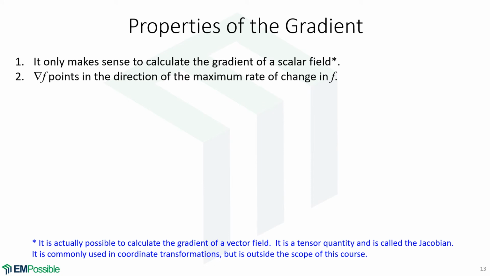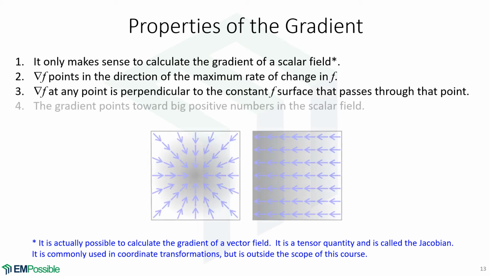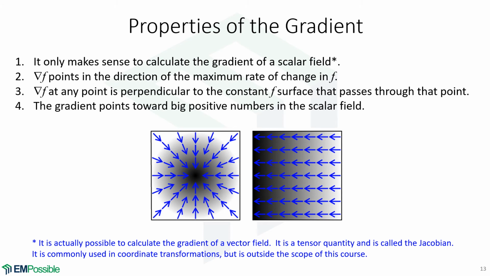The gradient points in the direction of maximum rate of change of that scalar function. So if it's elevation, the gradient points up. The gradient is perpendicular to those isocontours. And the gradient always points up. It points towards the bigger positive numbers. So if we have a gradient and here's the big positive numbers, the gradient is always pointing towards increasing values. And if we have a linearly changing sort of function, again, it's pointing towards the bigger numbers always.